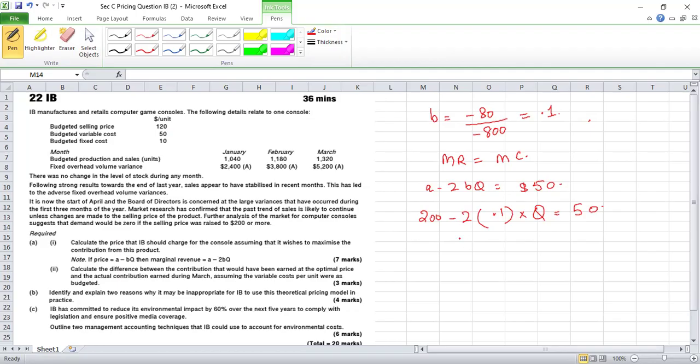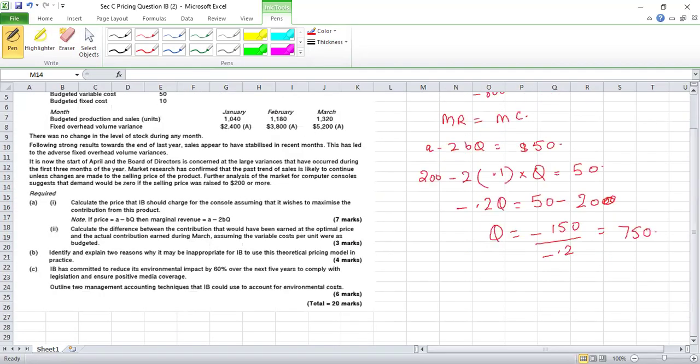So now we will multiply 2 with 0.1. It is 0.2Q is equal to 50 minus 200. It also has the minus sign. So Q is equal to minus 150 divided by minus 0.2. So 150 divided by 0.2 is 750. So we have an optimum sales demand of 750.